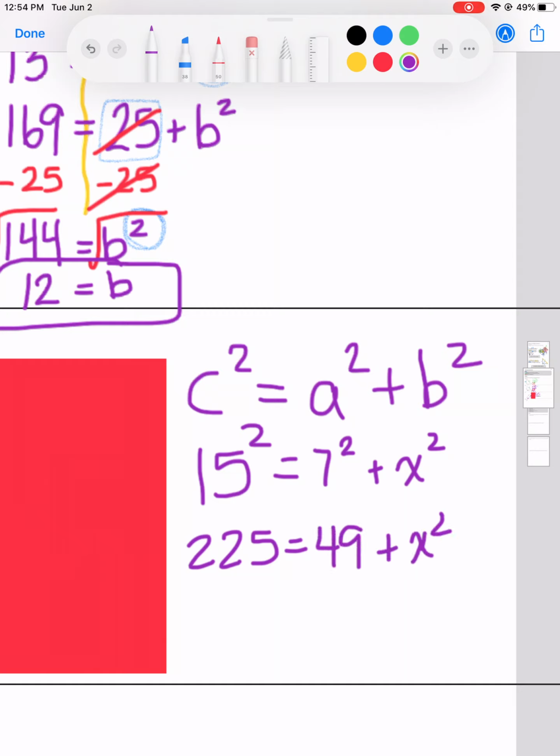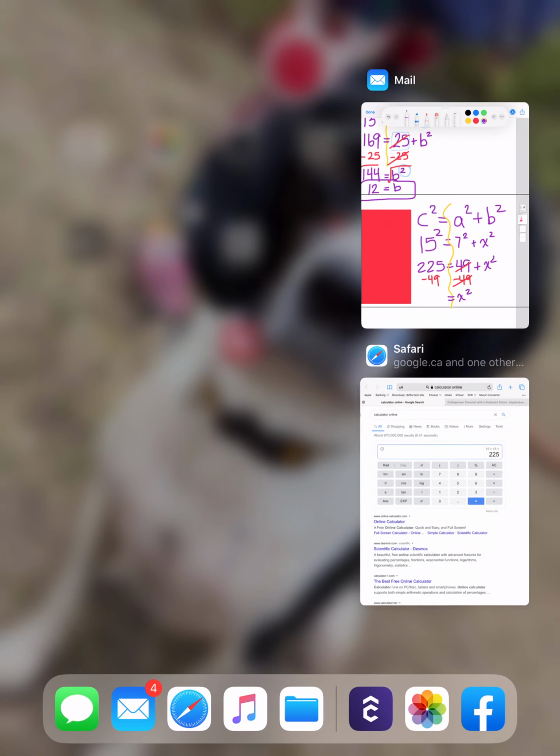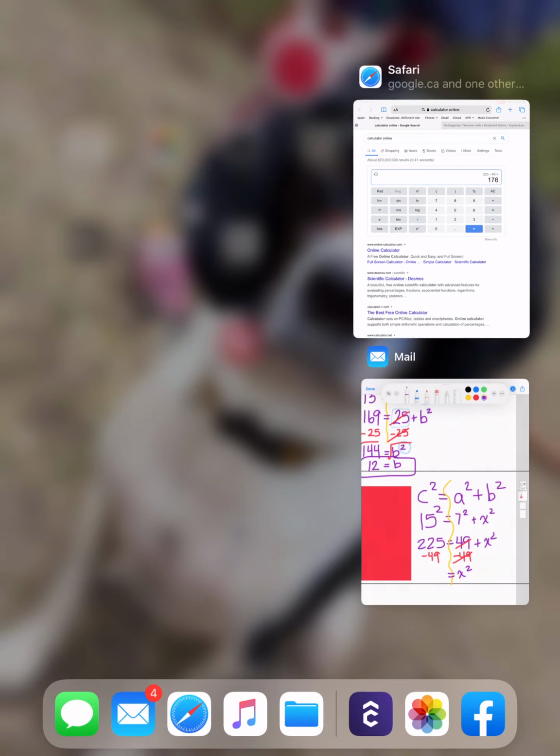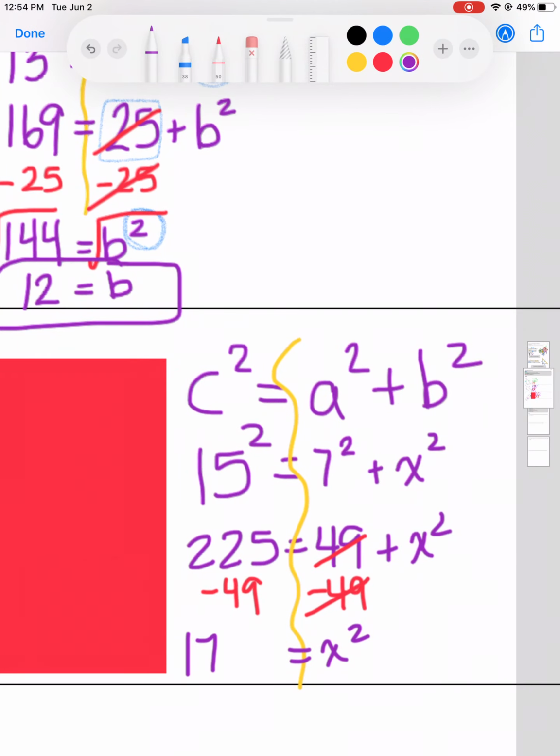Okay, is X by itself? Nope. What do we have to do? We have to get rid of that 49. Right, way back to first unit. I told you the importance of it. 225 minus 49 is 176. Now I have to square root that, right? To get rid of that little 2.